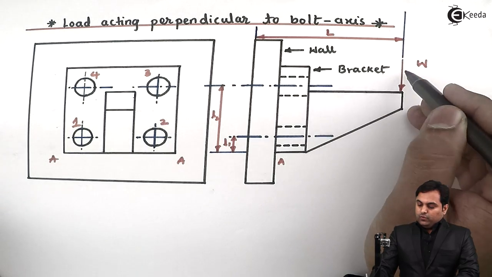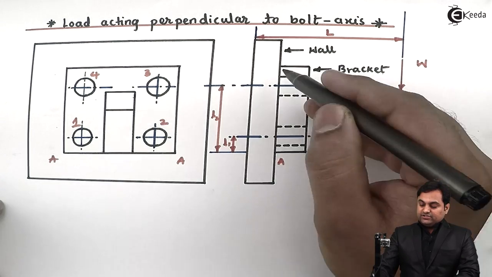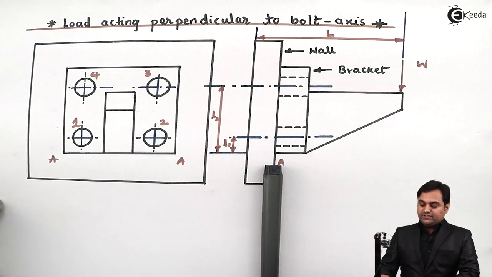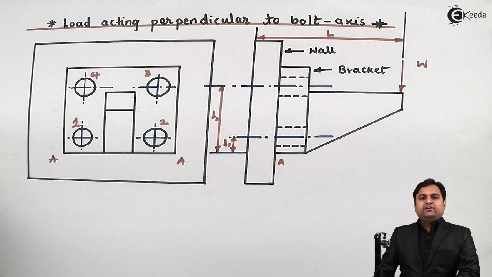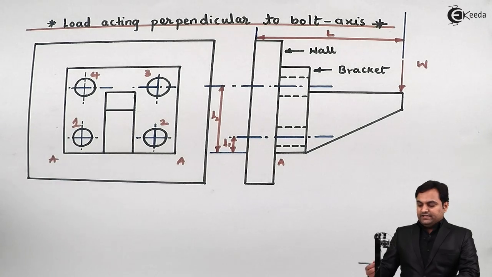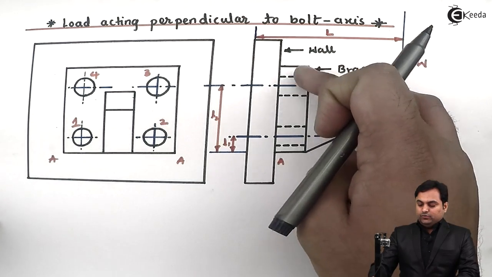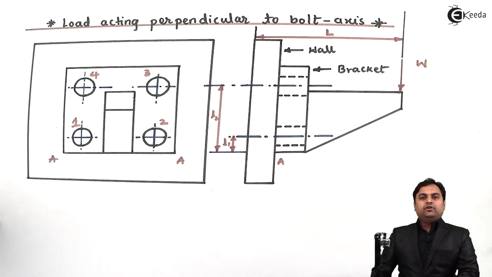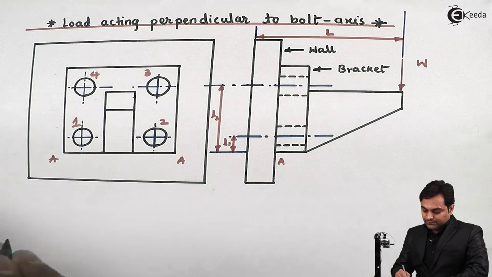First, when the load is acting, there are chances of this bracket to shear off, to slide in the downward direction. That is the primary effect, which is of shear. And the secondary effect is that the bracket won't shear, but because of the action of load, the bolts would be failing because of tension.